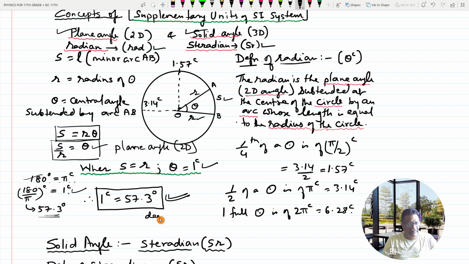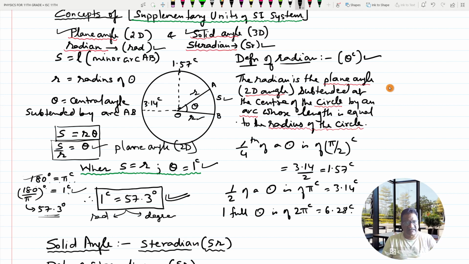Degree and radian are the two ways in which plane angles can be measured. So that was about the meaning of a plane angle, and the meaning of 1 radian, the unit of plane angle, that I have discussed with you. Now, here is the definition of radian. The radian is the plane angle, a two-dimensional angle, subtended at the center of the circle by an arc whose length is equal to the radius of the circle.